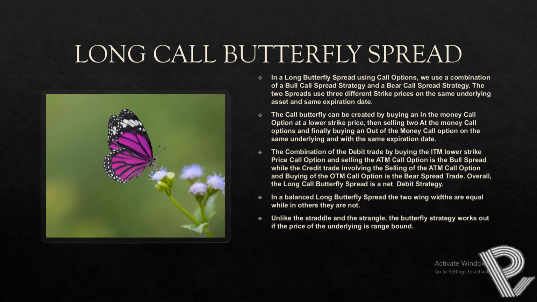The combination of the debit trade by buying the in-the-money lower strike price call option and selling the ATM call option is the bull spread, while the trade involving the selling of the ATM call option and buying of the OTM call option is the bear spread trade.